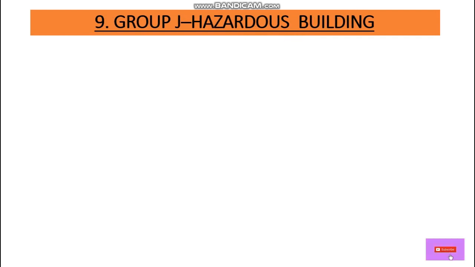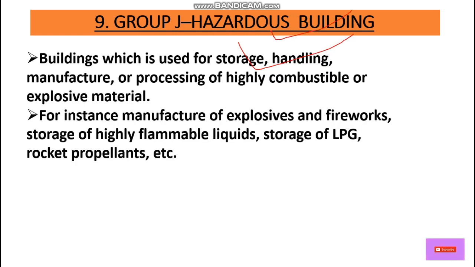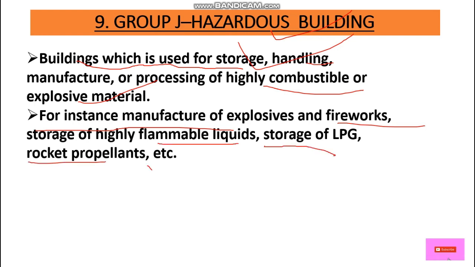Okay, now group J, hazardous type of building. As the name suggests, it is dangerous, where activities are happening like a building which is used for storage, handling, manufacture or processing of highly combustible or explosive material. For instance, manufacture of explosives and fireworks, storage of highly flammable liquids, storage of LPG, rockets, propane, etc. These are called hazardous buildings, where we have flammable liquids, petrol, diesel, and gases. So all these related buildings are called hazardous buildings.